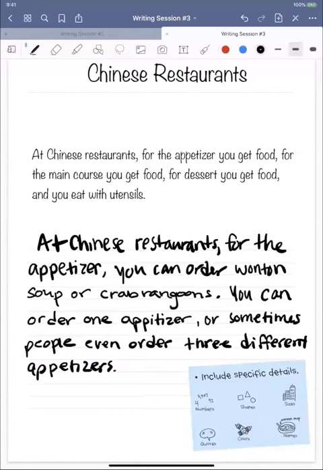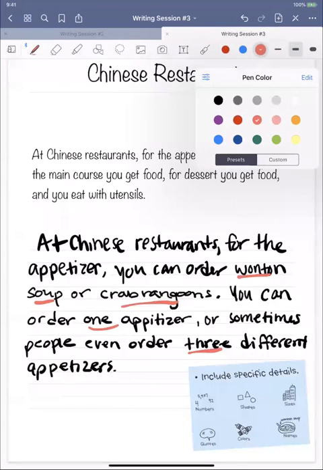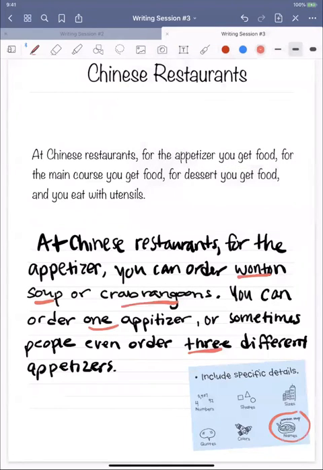So did you see how in the second example, I wrote with specific names, like the wonton soup? Let me change my color here. We used wonton soup, we used crab rangoons, okay? And then I also used numbers. So you can do that with your writing as well. Because in numbers, I said you could order 1 appetizer, sometimes they order 3, right? And I only actually included the names and the numbers. So there were a lot of other things I didn't even talk about yet: shapes, sizes, quotes, colors, right?